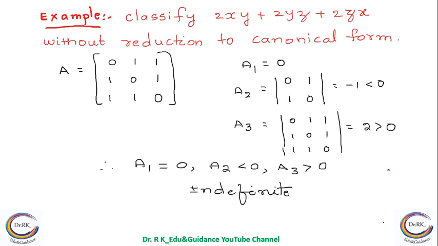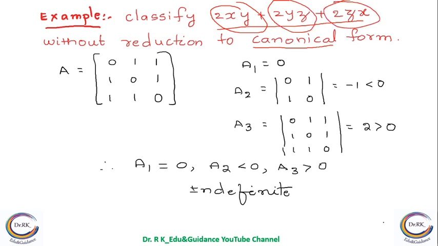So this is how we can find the nature of a quadratic form. Now we'll see one example. Classify 2xy plus 2yz plus 2zx without reducing it to canonical form. So we don't want any x equal to Py kind of stuff. Without doing all those things, find the nature of the quadratic form. First, is it a quadratic form or not? This is 2, 2, 2, that means a homogeneous polynomial of degree 2. Therefore, it is a quadratic form.